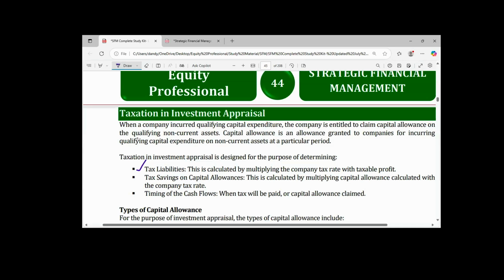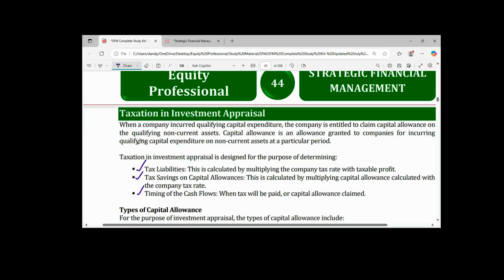Okay. Then the third reason for incorporating tax in capital investments is to determine the timing of the cash flow. That is, when is the tax liability going to be paid, or when is the capital allowance going to be claimed? Are we going to pay the tax liability in the current year or in arrears? This is what is meant by the timing of the cash flow. These are the three main reasons or purposes for which taxation is incorporated in a capital investment.